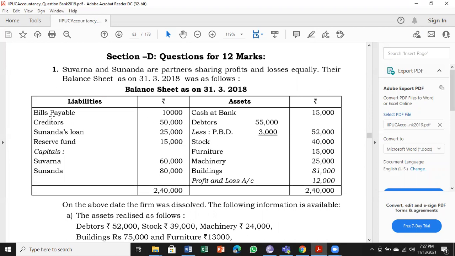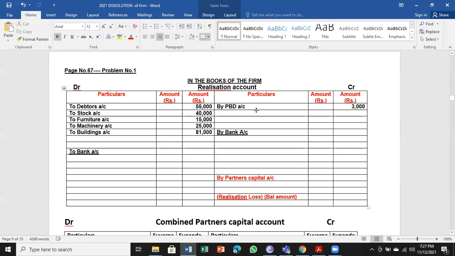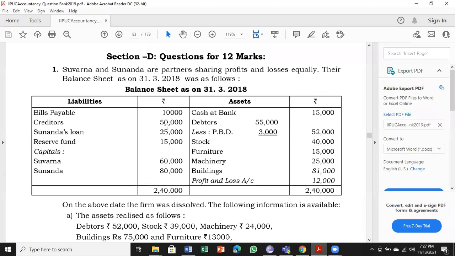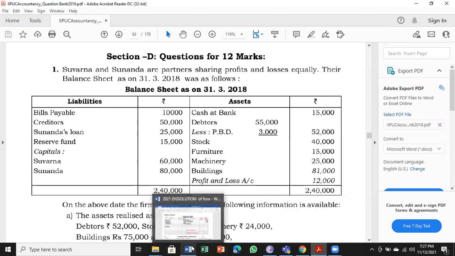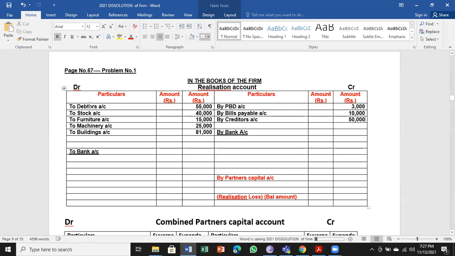2 outside liabilities are there, bills payable and creditors. We will take that over here by bills payable account, by creditors account. We'll take both. 10,000 bills payable, 50,000 creditors, 10 and 50 both we have taken. So Sunanda's loan will not come, reserve fund will not come, capitals will not come. So we are done with the step 1 and step 2. We have completed step 1, transferring assets, step 2, transferring liabilities.